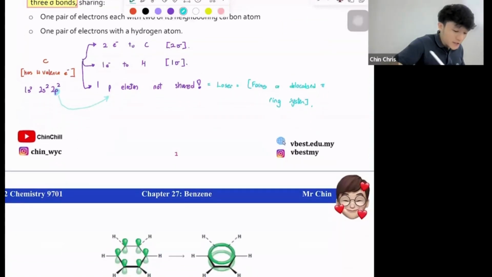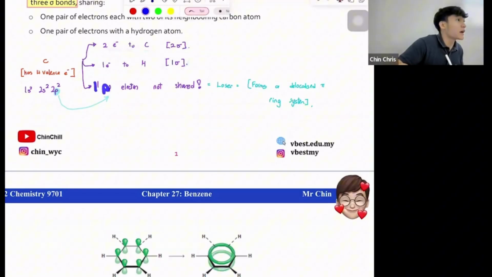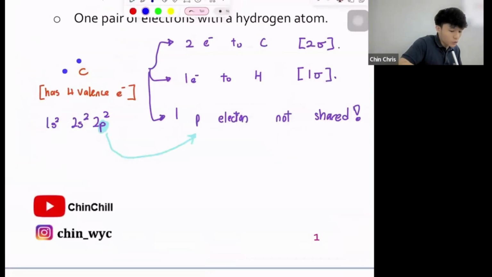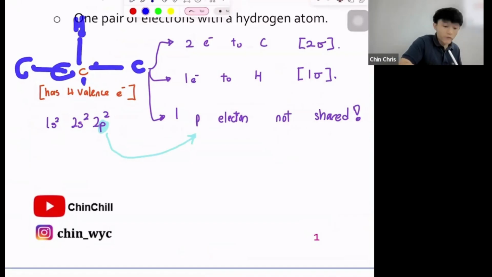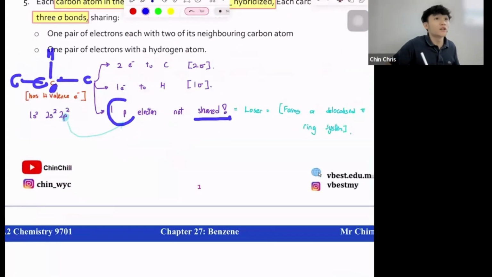Alright guys, let's look at your carbon again. 2 electrons go to carbon forming 2 sigma, 1 electron goes to hydrogen forming 1 sigma. So you still have 1 more electron that is not shared. Just imagine you have 4 kids, 1, 2, 3, 4. These 3 electrons already found friends. This bond with a carbon found a friend, this bond with another carbon found a friend, this bond with a hydrogen found a friend. Then you have this fella, 1 p electron that has no friend, loser.